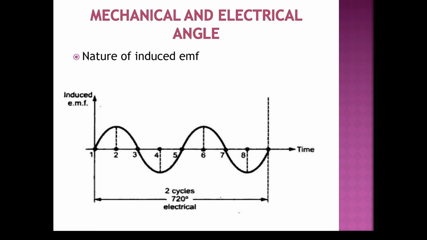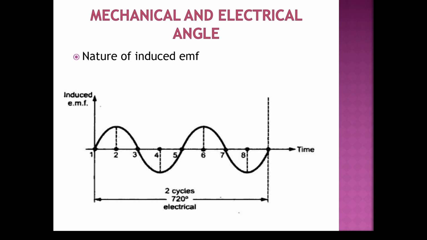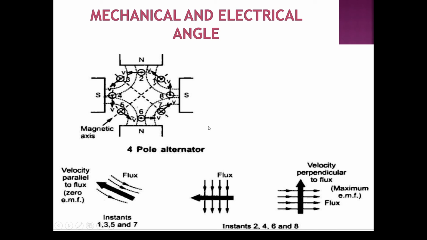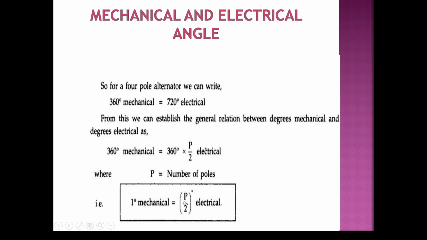So the number of cycles of induced EMF will depend upon the number of poles of an alternator. For a 4-pole alternator we can write: 360 degrees mechanical is equal to 720 degrees electrical. Can I write like this? For a 4-pole alternator, the entire 360 degrees it is going, and we are getting 2 electrical cycles here. So that is 720 degrees electrical.